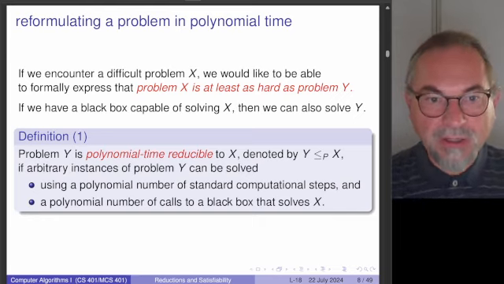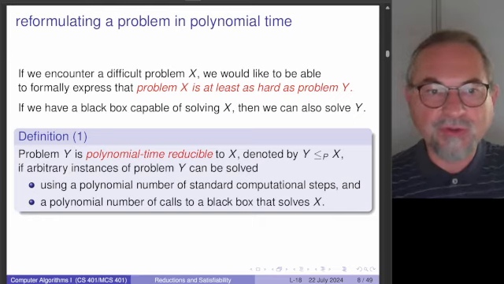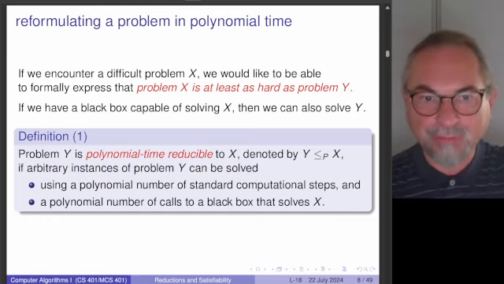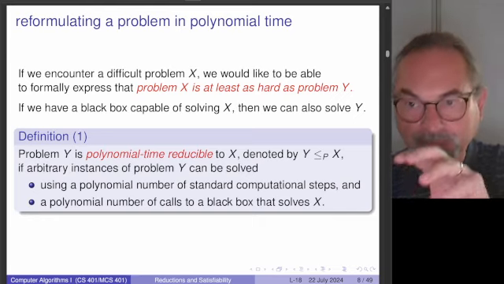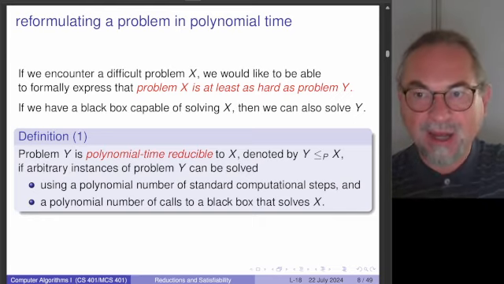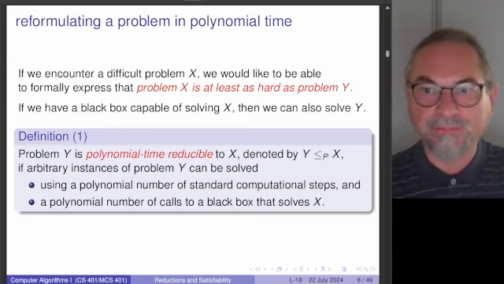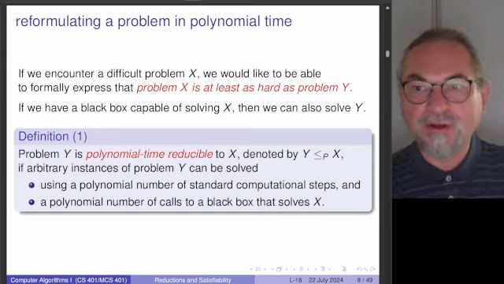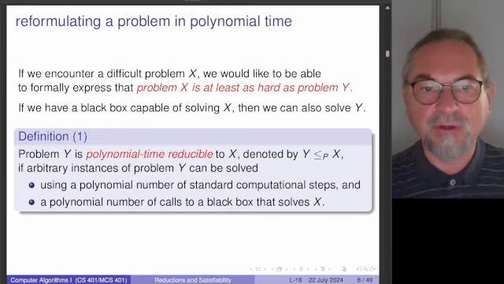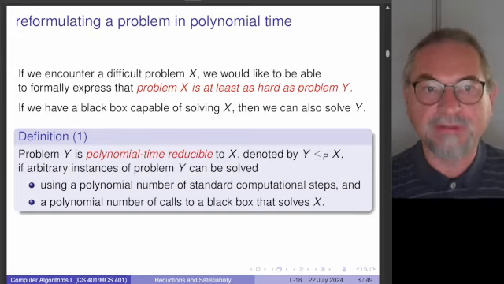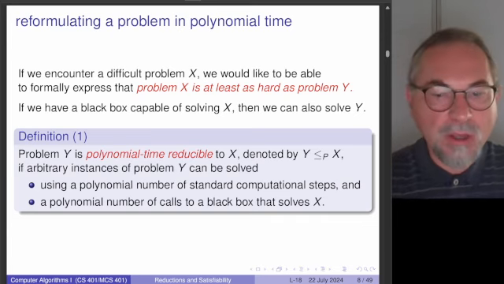I said the input, but of course the instances also concern the output. So you can formulate the input of y into an input of x, and the output of x can also be formulated into the output of y in polynomial time. That is what it means to reformulate a problem.